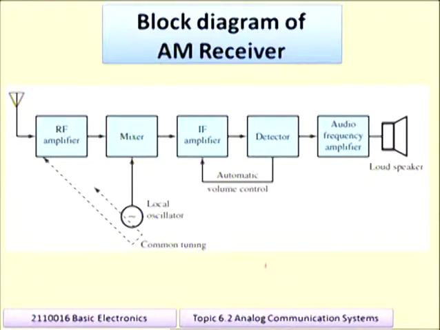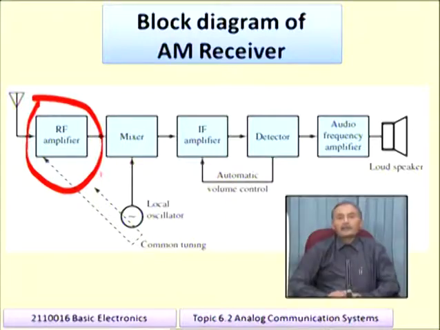Now let us look at the AM receiver part. In the AM receiver, there is an RF amplifier. As I told you, that RF amplifier is responsible for amplifying the weak signal coming from the antenna. At the same time, it selects the channel, because different information is modulated on different carriers. At the receiver side, if we are interested in information which is modulated on carrier frequency, let us say FC1, then we will tune this RF amplifier to the frequency FC1.